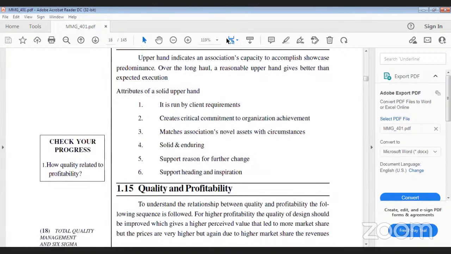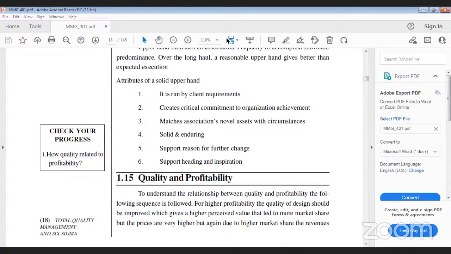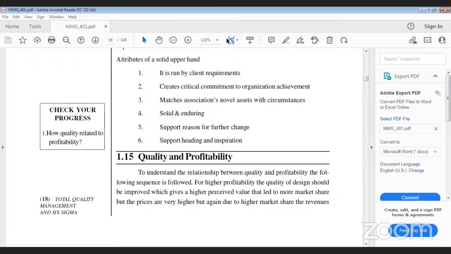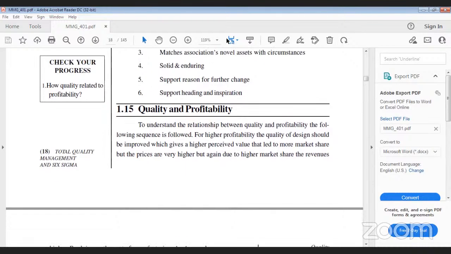Then there is also a point about quality and profitability. Here you will find that there is an understanding relationship between quality and profitability. The following sequence is followed here. For higher profitability, you will find that quality leads to more market share, but prices are higher. But again, due to the higher market share, revenues are also higher.